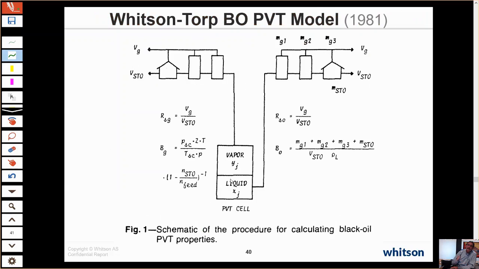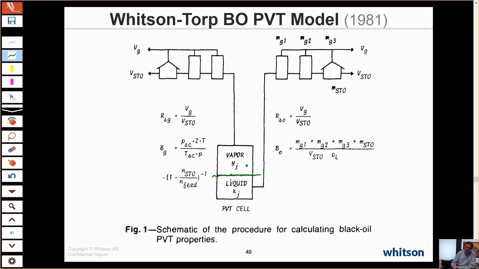This is what we published in 1981. This was basically the origin of how to create a black oil table from an equation of state model, or you could even do it from constant volume depletion data as shown in the paper. But basically what you did is that you had equilibrium gas, equilibrium oil. You took the equilibrium gas by itself. You basically separated these two.